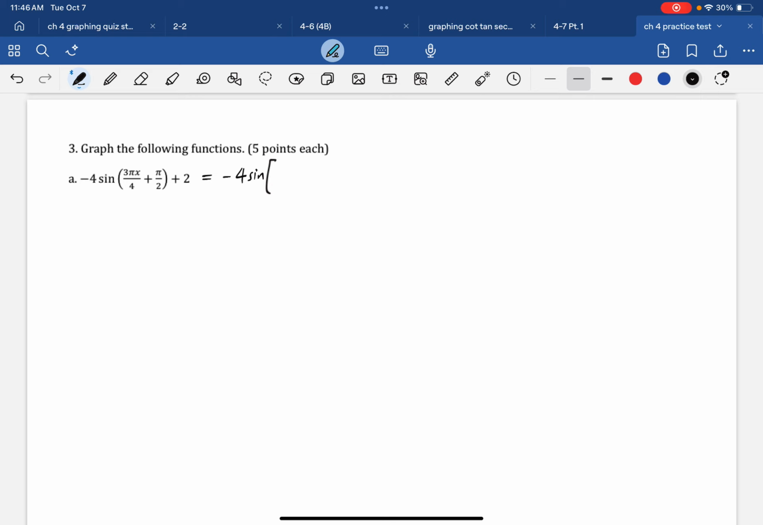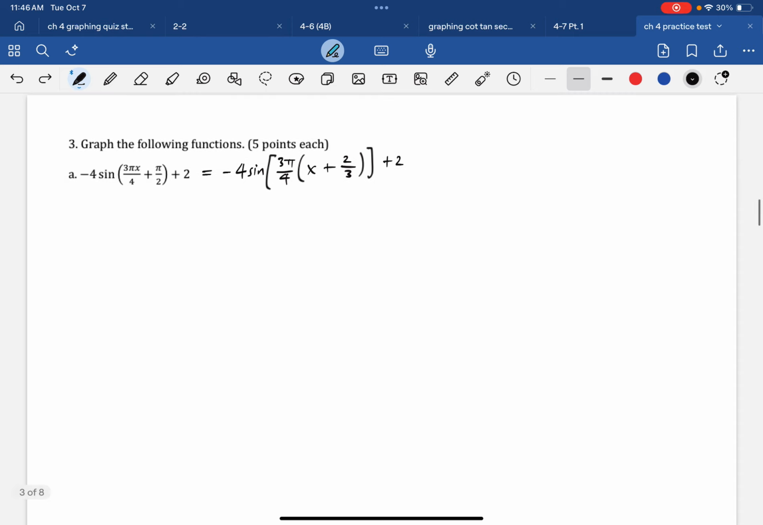We first have to factor this as 3 pi over 4 times x plus 2/3, which you can check for yourself, and then plus 2. So this tells us that the horizontal shift is 2/3 to the left. Okay, it's only by factoring that you can determine the horizontal shift amount.